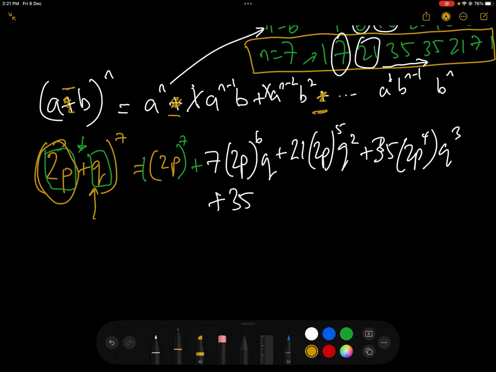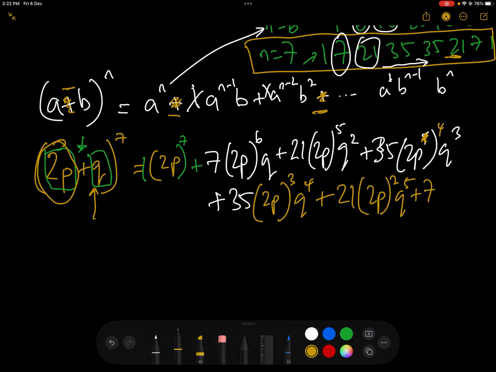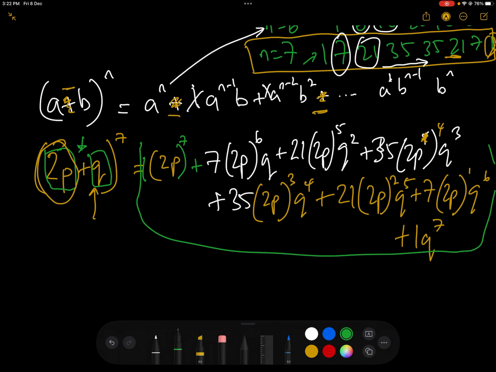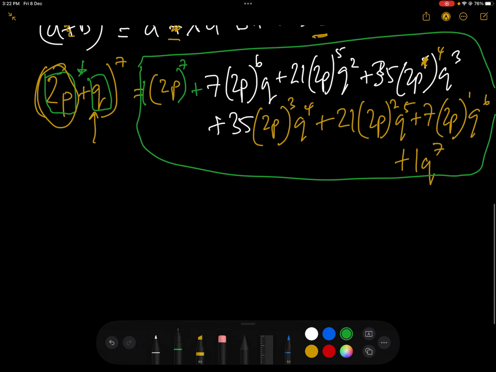So we're at 2p cubed, sorry, that's 2p to the 4 cubed. Add 35 times 2p cubed q to the 4, add, and we're here, 21 times 2p squared q to the 5, add 7 times 2p to the power of 1 now, q to the 6, and then finally add 1, because the last term is 1, q to the 7. And then all we would have to do is just tidy this up.